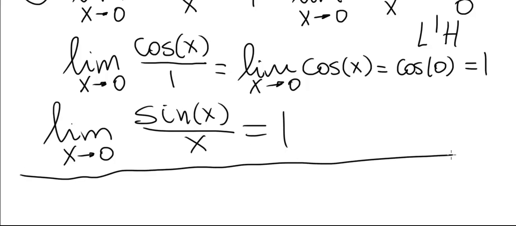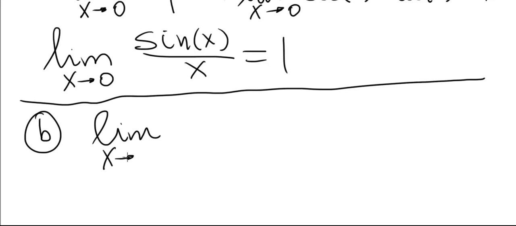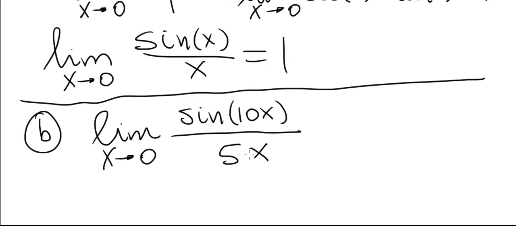Now in part B we'll look at a slightly more complicated problem, but not too much. Part B, we want to evaluate the limit as x approaches 0 of sine of 10x divided by 5x. Again, as x approaches 0, we want to see if this function is continuous at 0, so that the limit and the value of the function at 0 are the same, but it isn't. So the numerator approaches 0, the denominator approaches 0.